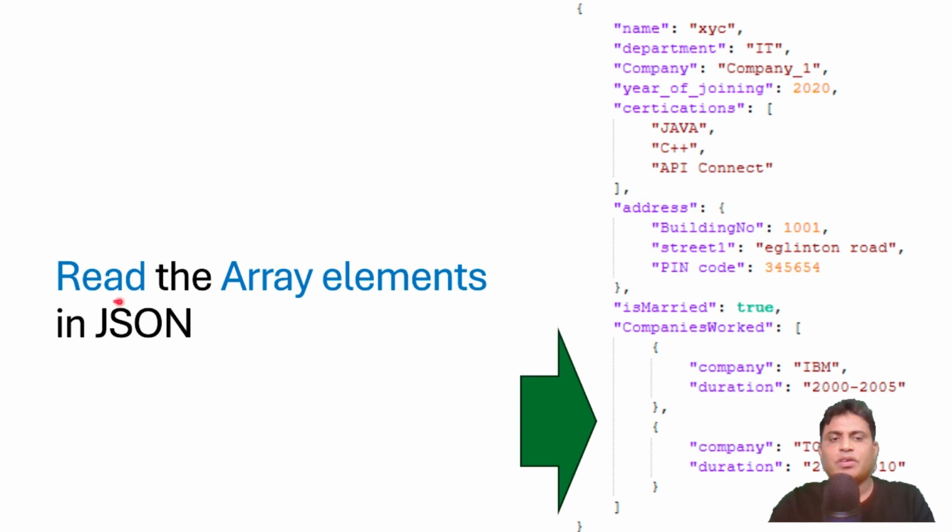Now we will see how we can read the array elements in JSON. In this sample JSON, companies worked is an array. This contains multiple objects. We will see how we can read the values of these fields.